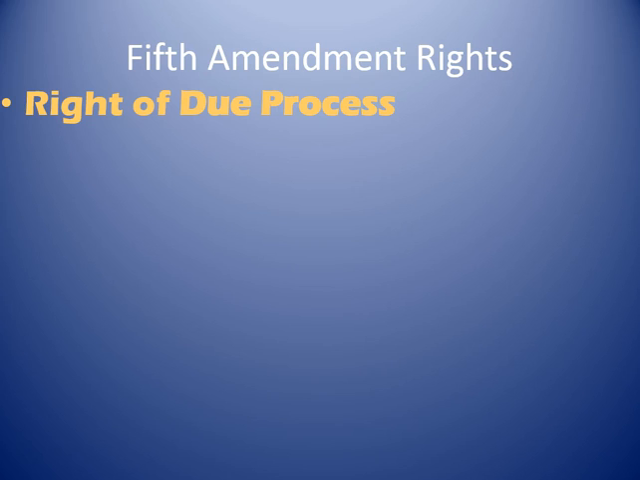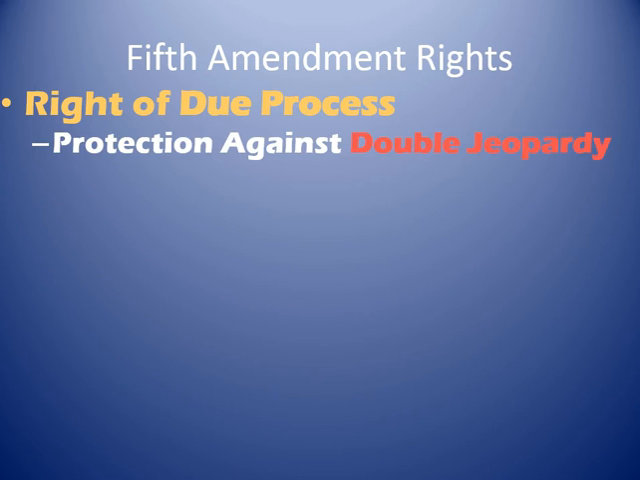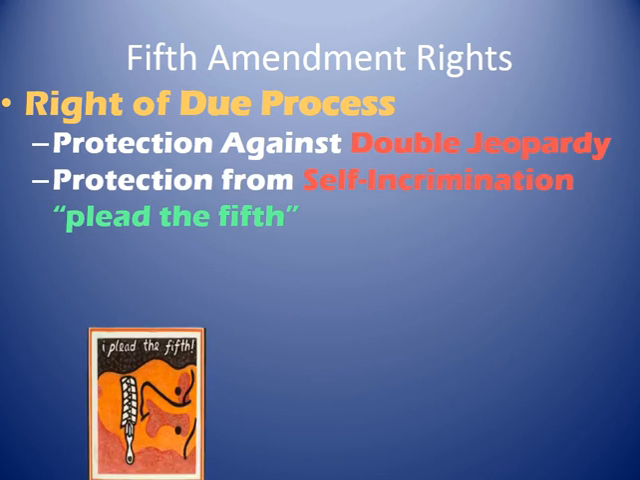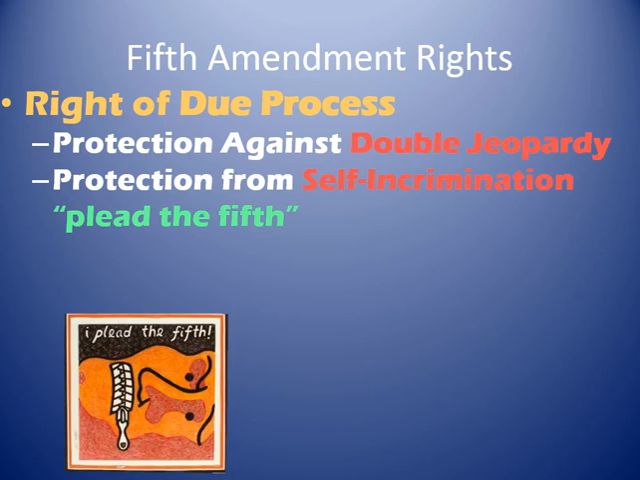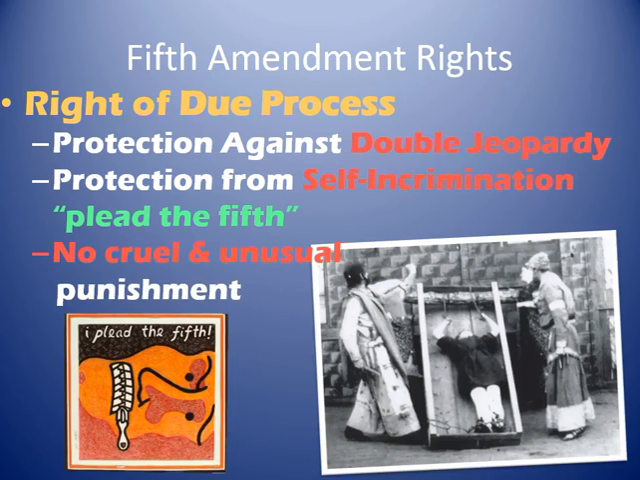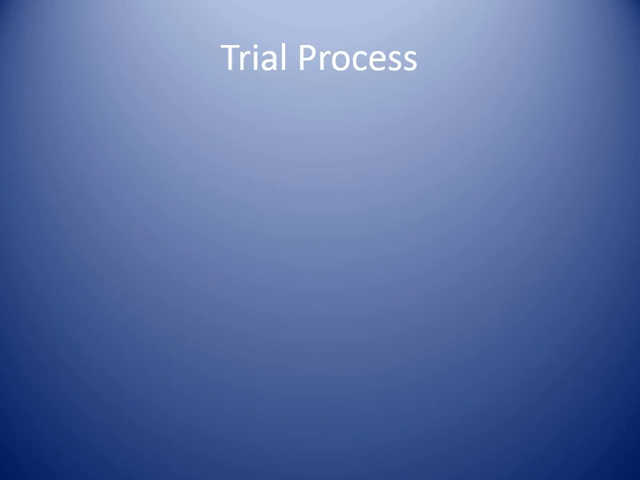You know that you have many rights that are protected under the Fifth Amendment, which gives you the right to due process. So you have protection against double jeopardy. You can't be tried for the same crime twice. We've already talked about what that means. You have protection from self-incrimination. That is, you can plead the Fifth. Of course, only in a criminal case, but you have the right to not testify against yourself. You also have the right against cruel and unusual punishment. So no tarring and feathering, no waterboarding unless you're in Guantanamo Bay. Generally speaking, those are your rights protected by the Fifth Amendment. And of course, you have the right to an attorney.